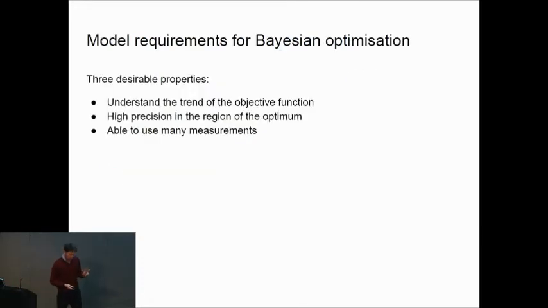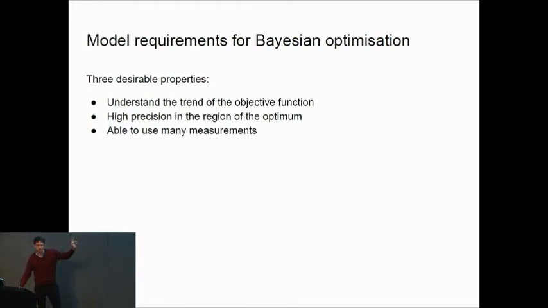OK, so there are 3 things that you may want from your model. The first one is to understand the trend of the objective function after a few measurements. Say I get a measurement that tells me this whole region of the input space is bad, and I want to be able to know that. A second thing is to have high precision in the region of the optimum. This is something that Gaussian processes do really well, but some other models don't do so well. And finally, the ability to use many measurements, which is what I just mentioned, so that we can converge faster.